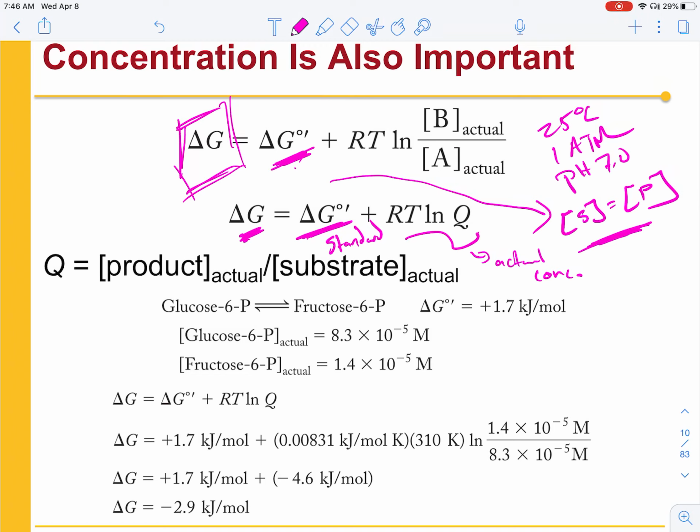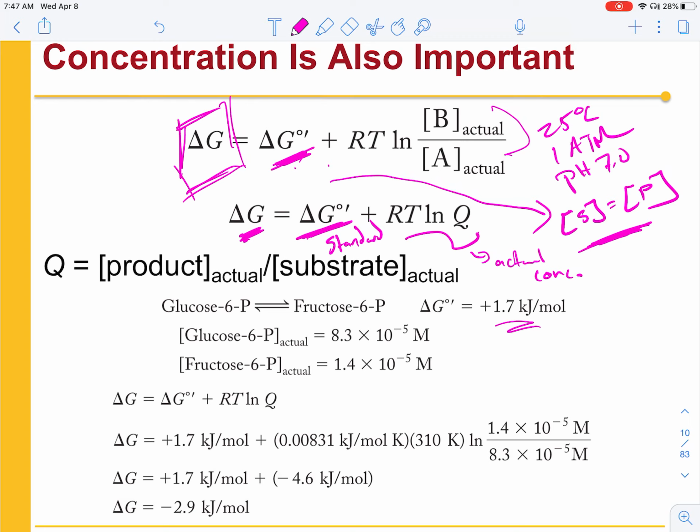And so here the actual delta G is equal to delta G prime plus RT times the natural log of the actual concentration of these things. And so the cell manipulates this quite a bit. They can take delta Gs that are typically endergonic, and then by manipulating the concentrations of the products and reactant can drive it to become exergonic.